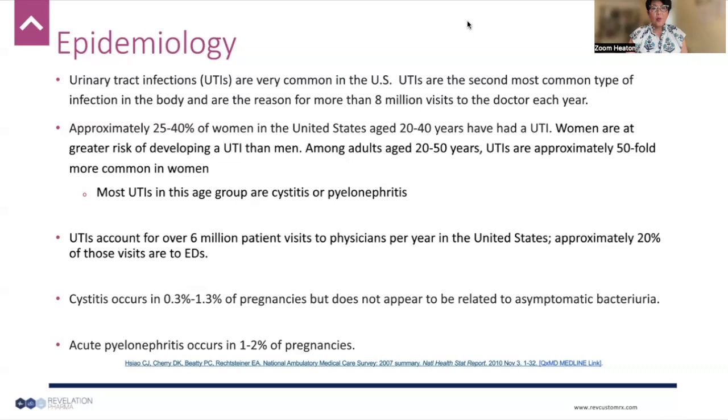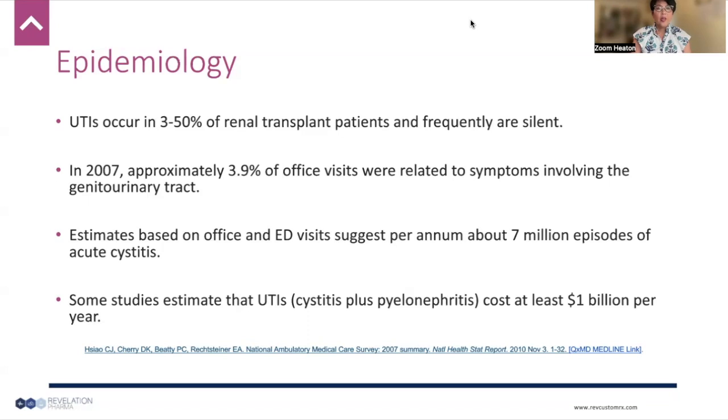UTIs account for over 6 million patient visits to physicians per year in the US. Approximately 20% of those visits are to the emergency rooms. Cystitis occurs in 0.3% to 1.3% of pregnancies, but doesn't appear to be related to asymptomatic bacteriuria. Acute pyelonephritis occurs in 1 to 2% of pregnancies. UTIs occur in 3 to 50% of renal transplant patients and frequently are silent.